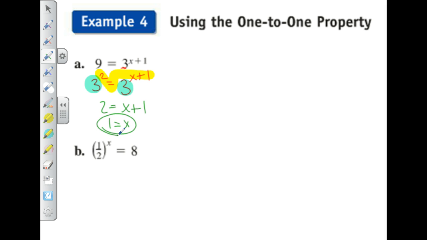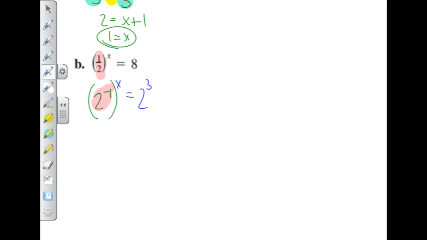Down here, remember our exponent rules. I'd use that 2 to the negative first is actually the same thing as my 1/2. So I'd rewrite 1/2 to be 2 to the negative first, and I'd rewrite 8 to be 2 cubed. Continue to simplify using my power raised to a power rule. This is 2 to the negative x is 2 cubed. So negative x is 3, or x is -3.